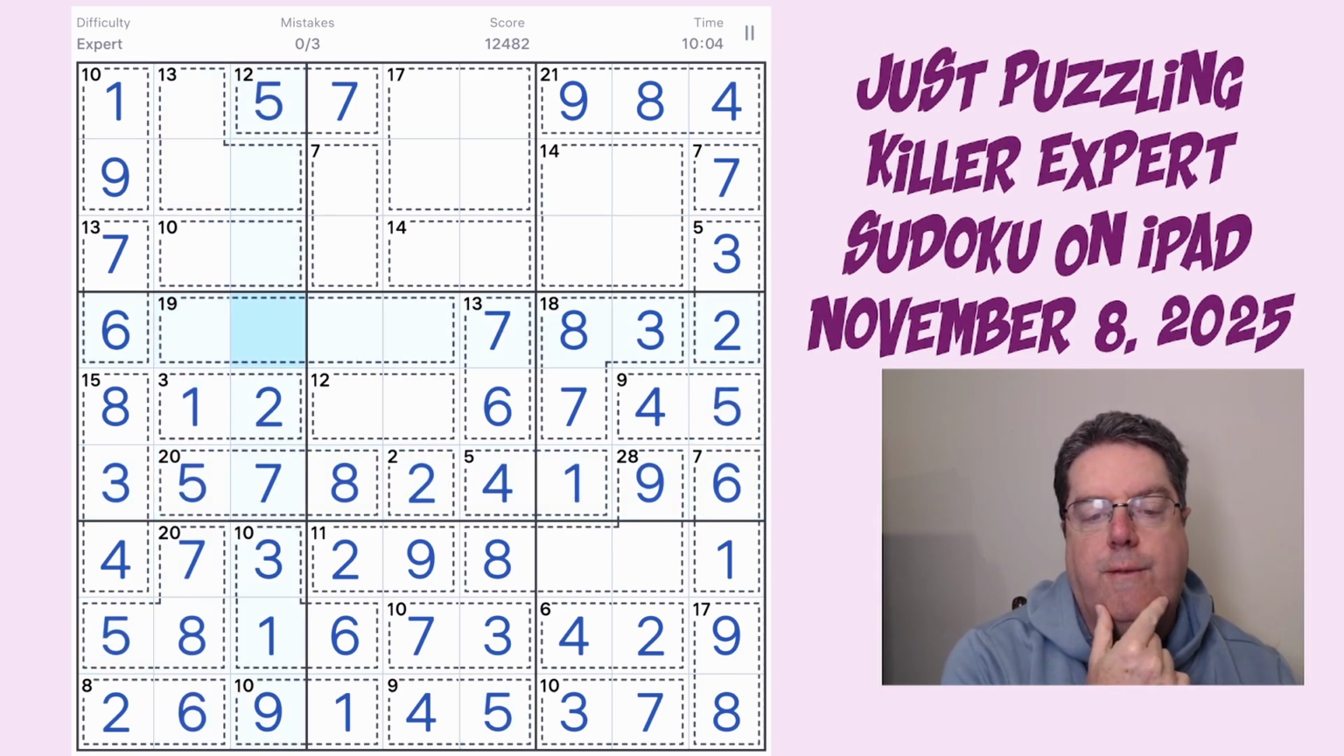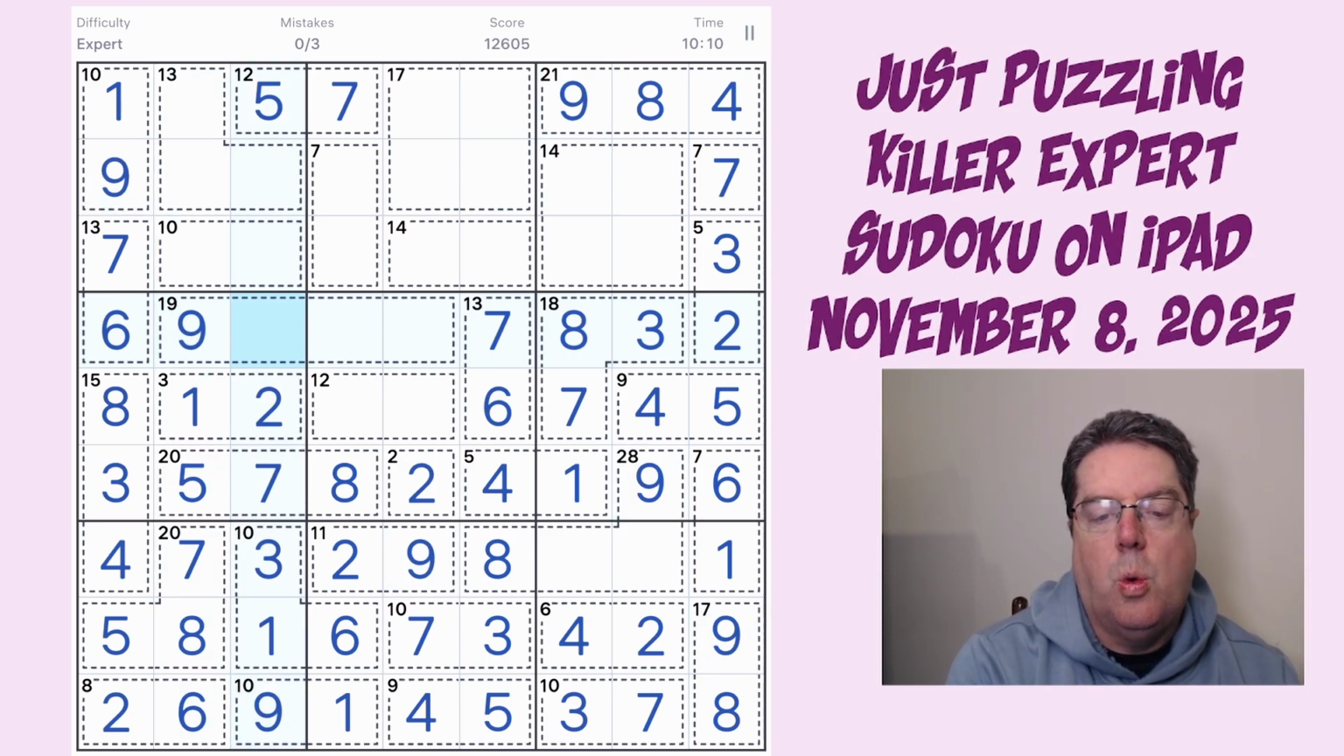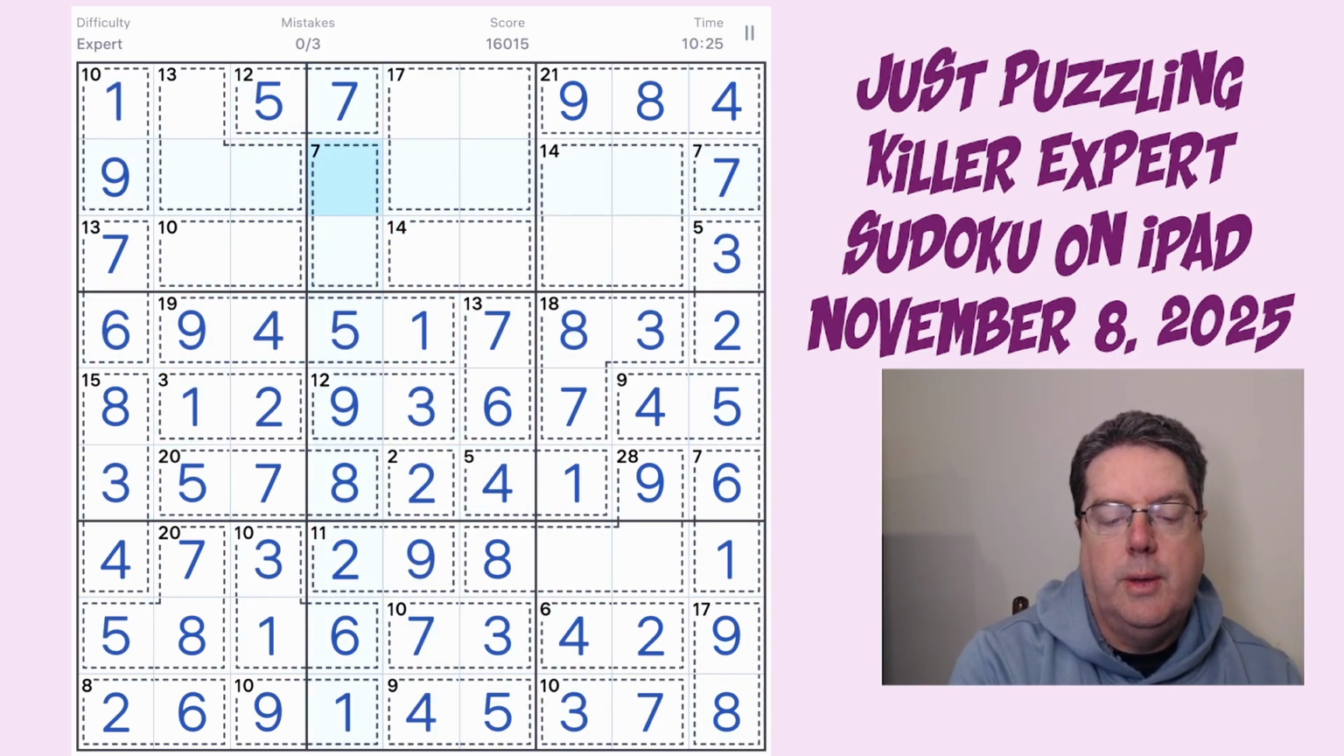9 and 4. So 9 is there, leaving this to be a 4. So 9 can't be here, so this is a 9, leaving this to be a 3. 1 can't be here, so that's a 1. It's 14, so the other numbers are 5. This is now 3 and 4. 3 can't be here, so this is a 3, leaving this to be a 4. Alright, 4 can't be here, 4 can't be here, 4 can't be here, so that's a 4 there.